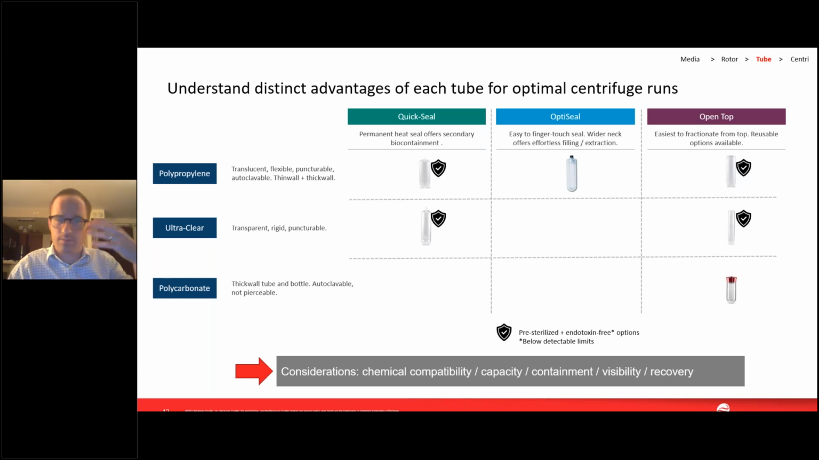With that kind of permanent seal also comes having to make that permanent seal, and so there's a little bit of time associated with that. If you're sensitive to that, then we recommend the OptiSeal, which is an easy finger touch seal. The wider neck is also very easy for the extraction portion later. And then finally, we have open top tubes that are easiest to fractionate from the top, right? We also offer some sterile and endotoxin-free tubes to help out with the workflow. Based on what your sample dictates, you're going to be choosing one of these different tube types, okay?